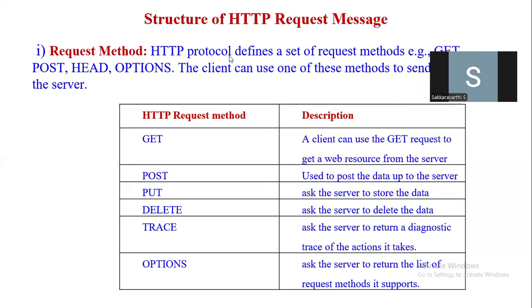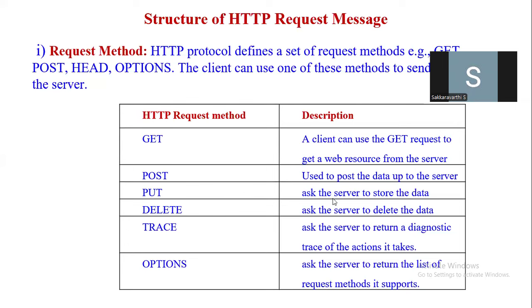Request method. The HTTP protocol defines a set of request methods, for example GET, POST, HEAD, OPTIONS. Each one has a specific functionality. GET is used by the client to get the resource from the server. POST is used to post some data up to the server. The data may be a sensitive one, that is, password related data are sent using the POST method.